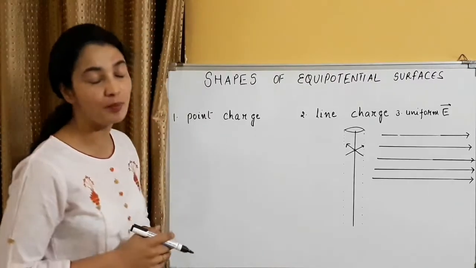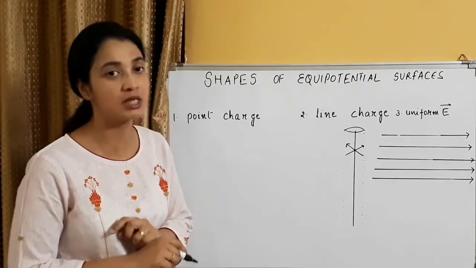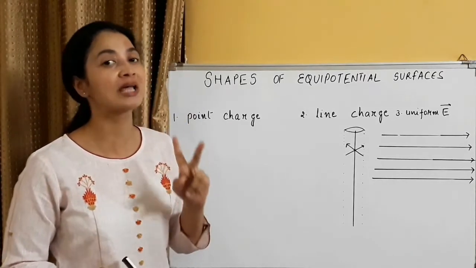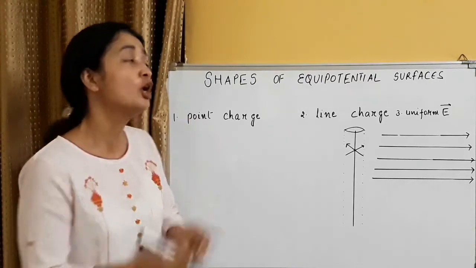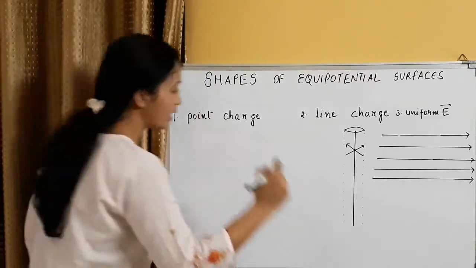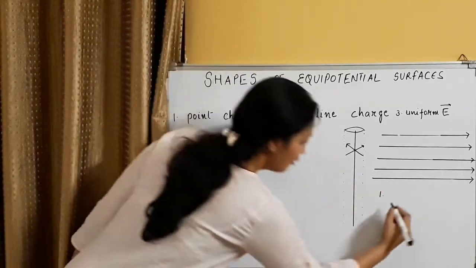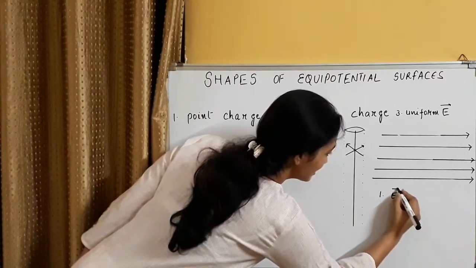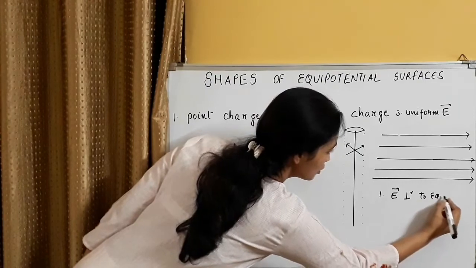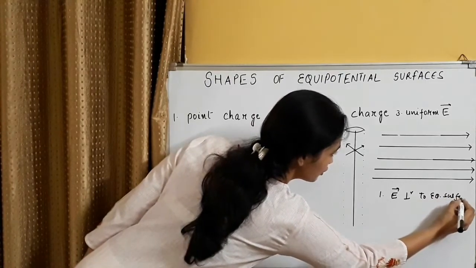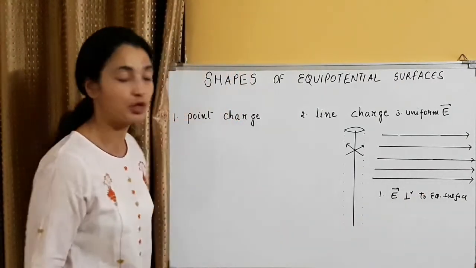Now one thing I want to make clear, that in order to draw the shapes of equipotential surfaces, we will be keeping two characteristic properties of equipotential surfaces in our mind. We will be using them to draw the equipotential surfaces. Now what is the first characteristic that we have already covered in the previous episode? The first characteristic which we will be utilizing time and again is: electric field E is perpendicular to the equipotential surface.